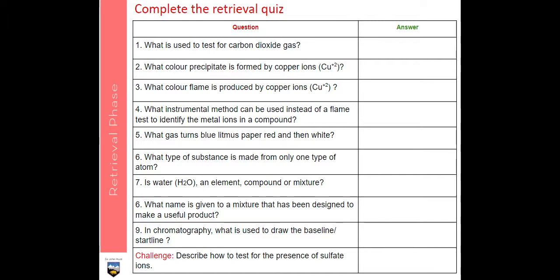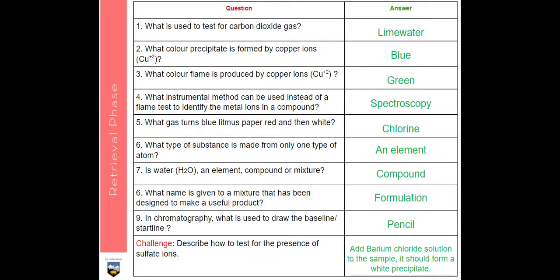Okay, so the answers are: to test for carbon dioxide gas, we use lime water. Remember, it should go cloudy. If we are using a precipitation reaction to test for copper ions, we add sodium hydroxide solution to our sample. If the precipitate formed is blue, we know it's got copper ions in it. If we're using a flame test to test for copper ions, the flame should give a green colour.